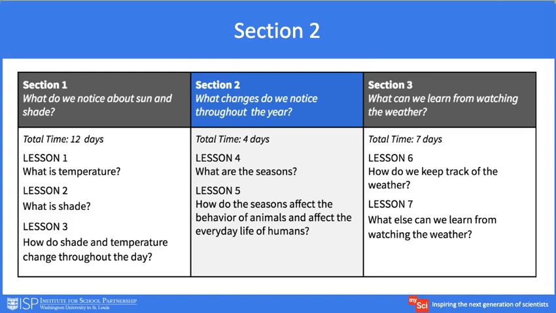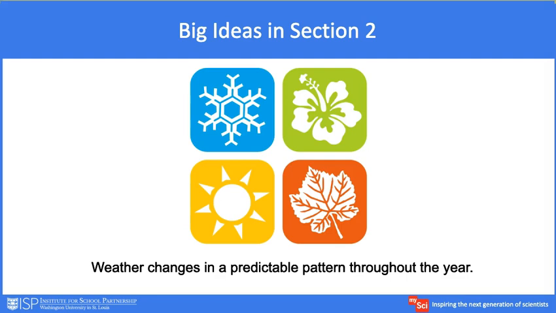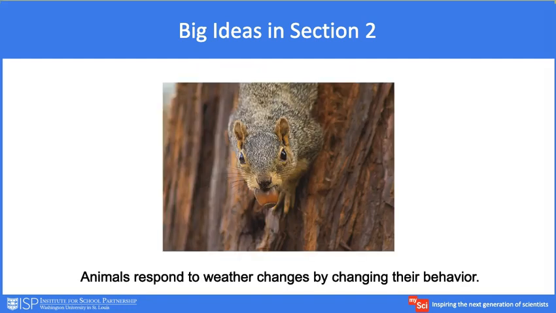Section 2 asks students to consider the weather changes they observe throughout the year and what this means for animals. This section will take about 4 days. Students use a globe model, read, and watch videos to figure out that weather changes in a pattern throughout the year. They look at pictures, read, and watch videos of animals responding to weather changes by changing their behavior.